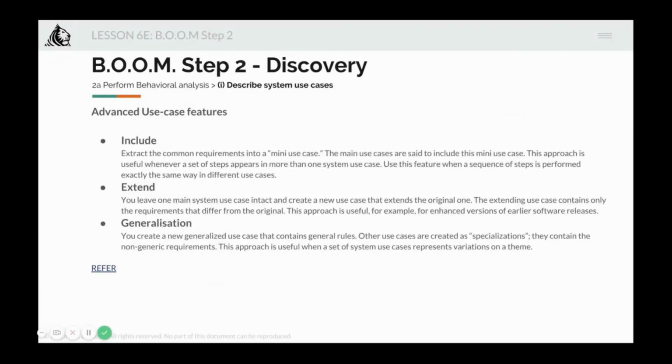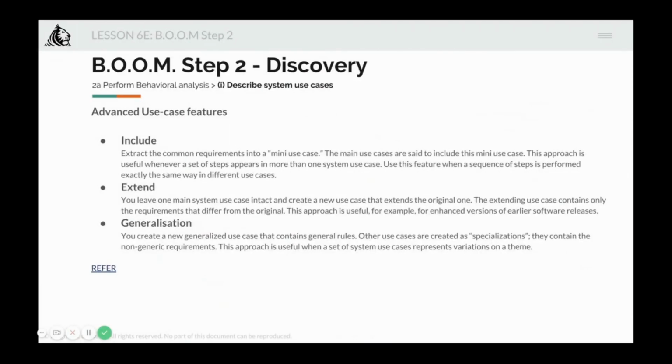Okay, so extract the common requirements into a mini use case. The main use cases are set to include this mini use case. This approach is useful whenever a set of steps appear in more than one system use case. Use this feature when a sequence of steps is performed exactly the same way in different use cases.